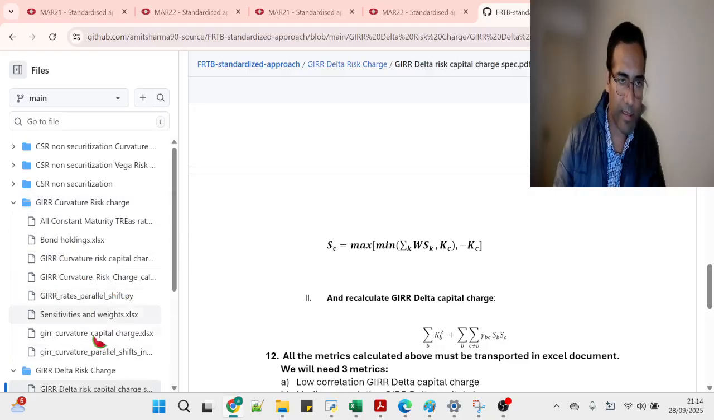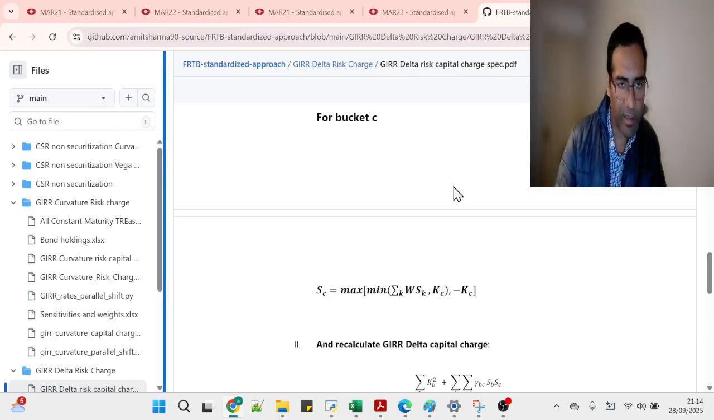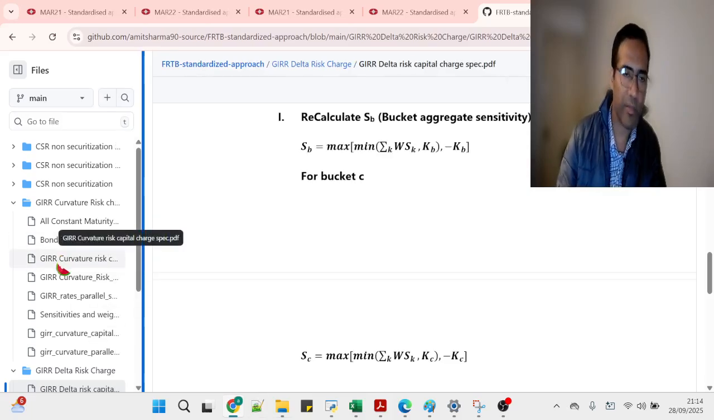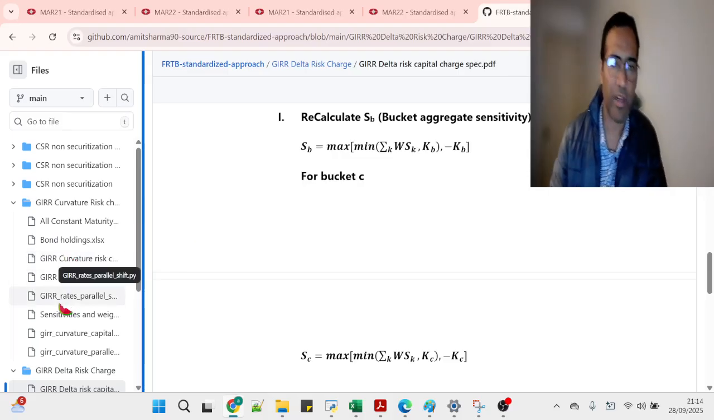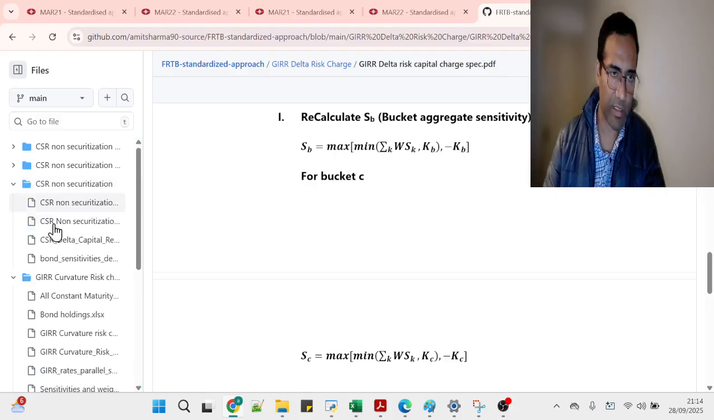It is the same for curvature. There is a PDF there which is the readme version, so treat it like a readme. There are also the bond holdings, the curvature calculator, and some Excel files which are input and output files. That's all.